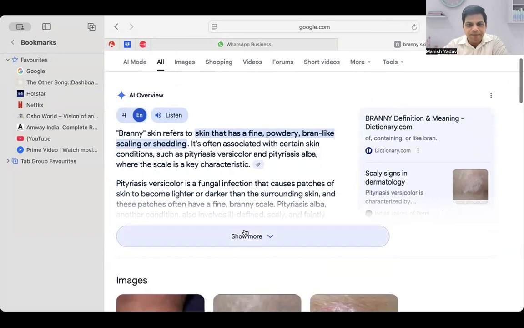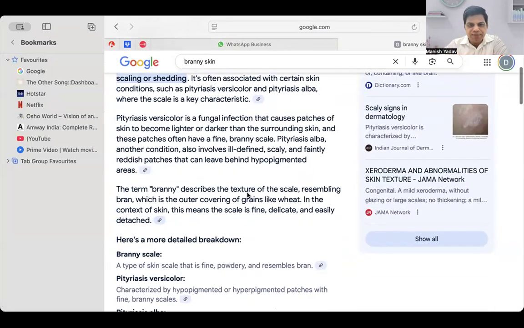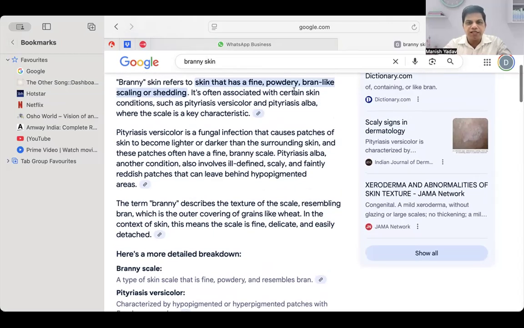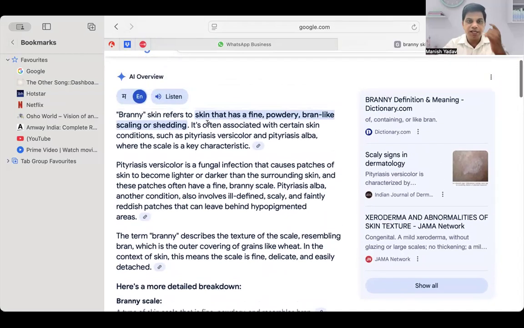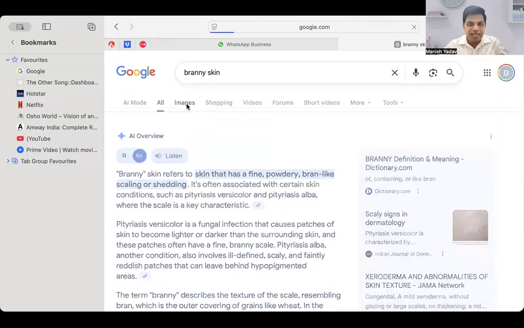You know what is bran? The term brany describes a texture of scale resembling bran. What is bran? The outer covering of the grains. If you have seen grains like wheat, the outer covering is there. That is bran. It is often associated with skin conditions like pityriasis versicolor or pityriasis alba, where scale is characteristic. It's basically a fungal infection where you see scalings happening.